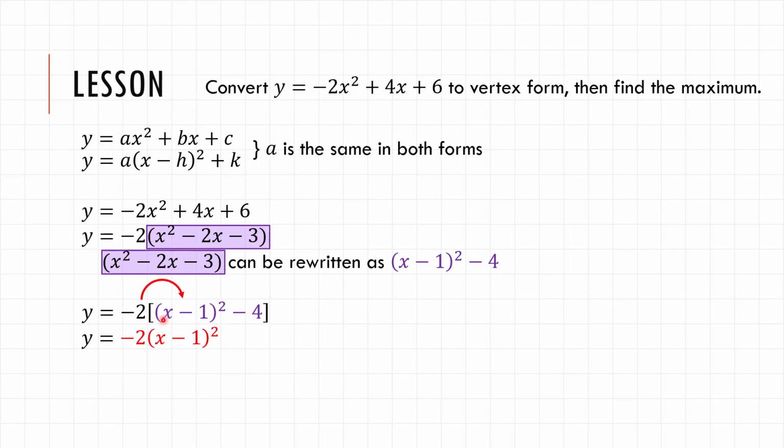So -2 times x minus 1 squared is just -2 times x minus 1 squared. But -2 times -4 is actually +8. And look at that. Doesn't that look like vertex form?